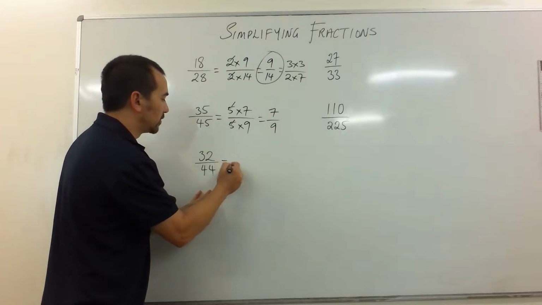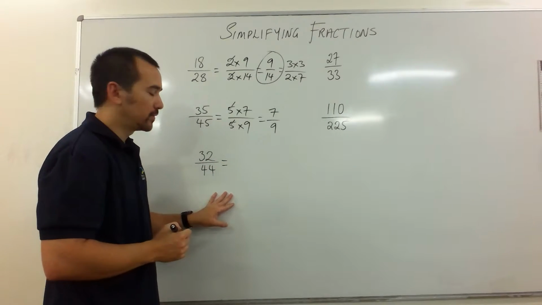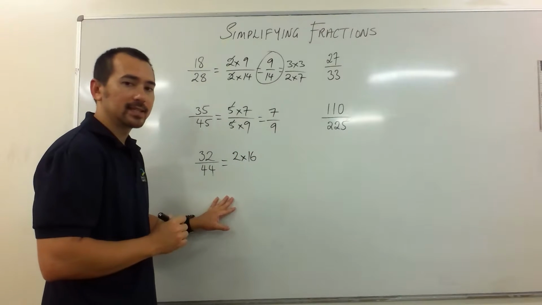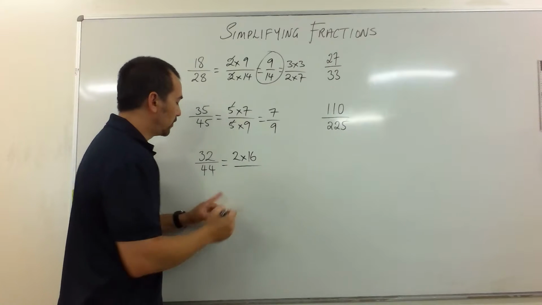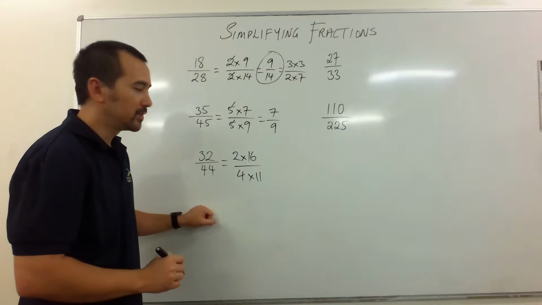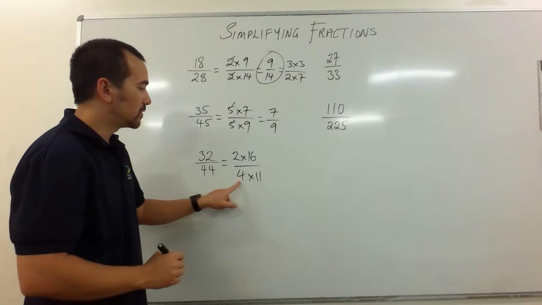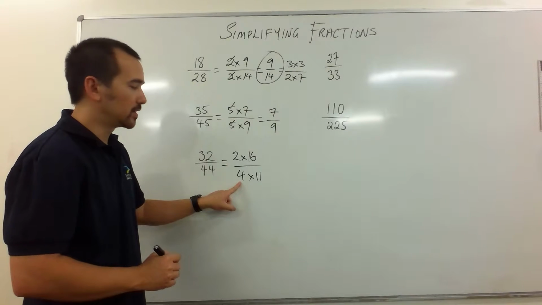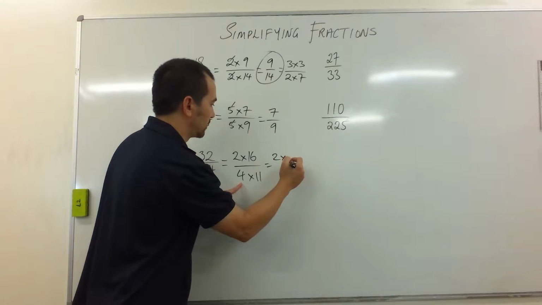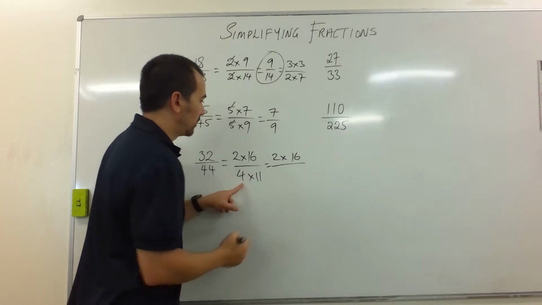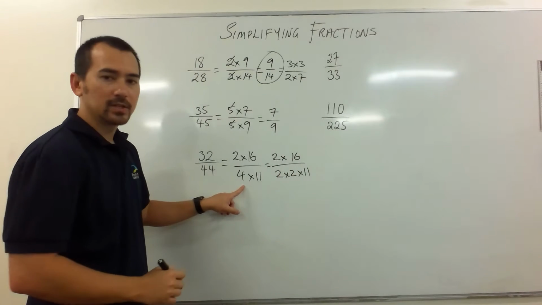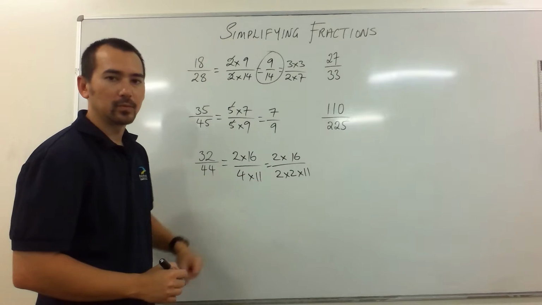Let's have a go at 32 over 44. 32 is the same as 2 times 16. 44 is the same as 4 times 11. Now this 4, we could break this down a little further and say that 4 is the same as 2 times 2. So these 2's will cancel.